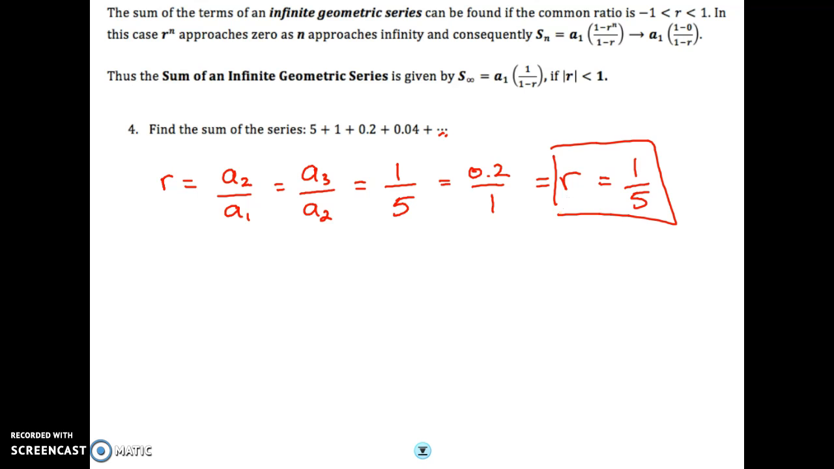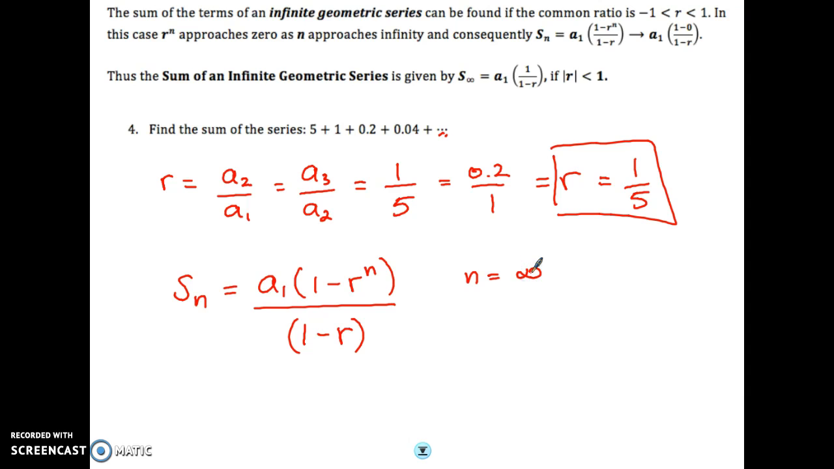Now, it might seem ridiculous to go ahead and try and find an infinite sum, but let's just remind ourselves of the formula. So the sum of the first n terms of a geometric series is always the first term times 1 minus the common ratio to the power of n, all divided by 1 minus r. And in this case here, we have n equal to infinity. We know that the common ratio is 1/5. We also know that the first term is equal to 5.